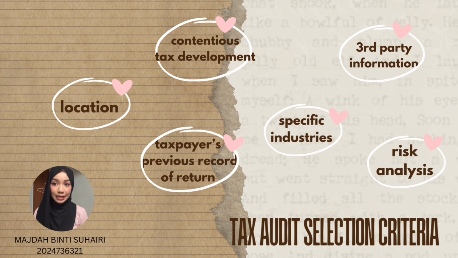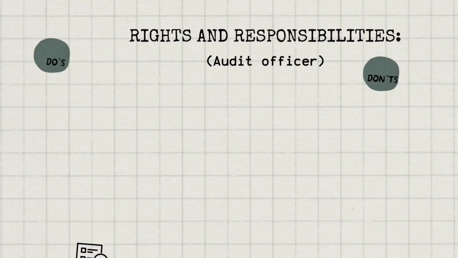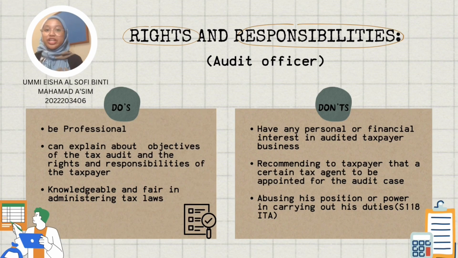Last but not least, as for taxpayers' previous record of return, taxpayers who have a habit of late submission of return will have a high risk of being selected for tax audit. Lastly, as for contentious tax development, a hotly debated contentious tax issue such as Section 4A rental income may be prioritized for tax audit. Rights and responsibilities of the audit officer.